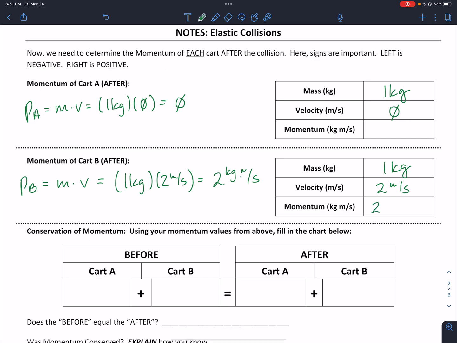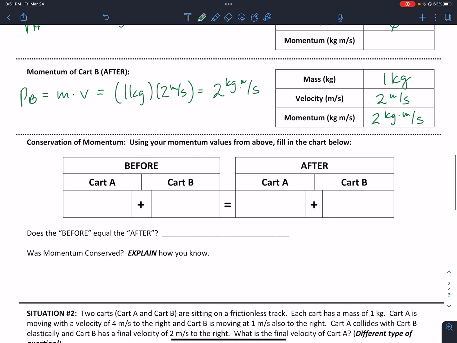So we've got our momentum values for each cart before and each cart after. Now we're going to check to see if momentum is conserved by filling in our momentum values and seeing if the two sides equal each other. Cart A before was 2 kilograms times meters per second. Cart B was 0. Cart A after was 0, and cart B was 2 kilograms times meters per second. So if we look, 2 plus 0 is 2. On the other side, 0 plus 2 is 2. So the before equals the after. So yes.